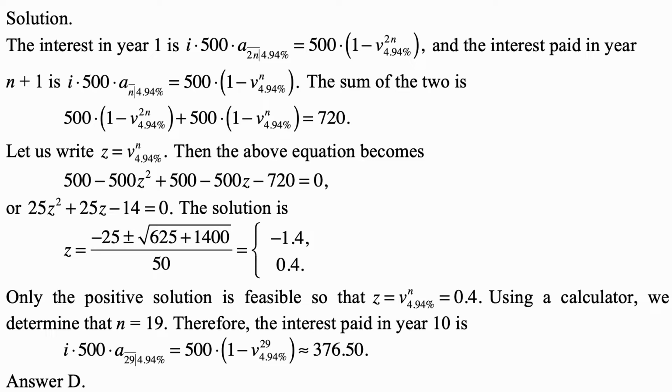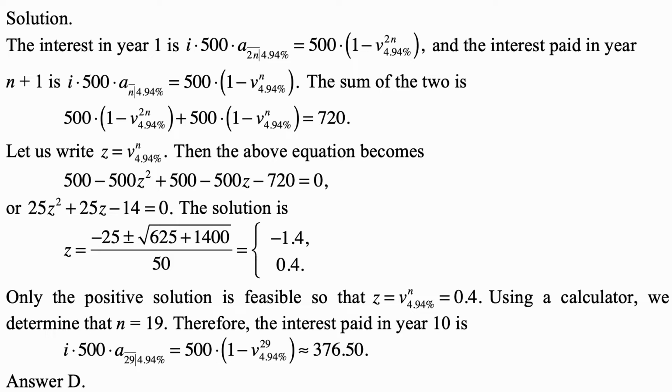And here's the solution. So the balance of the loan at the beginning is 500 times a angle 2n at 4.94%, and the interest paid on that in the first year is i times that. And of course, a angle 2n is 1 minus v to the 2n over i. Well, we know the interest rate, but i denotes it as well. But the point is that it will cancel, and this will become 500 times 1 minus v to the 2n at that interest rate of 4.94%.